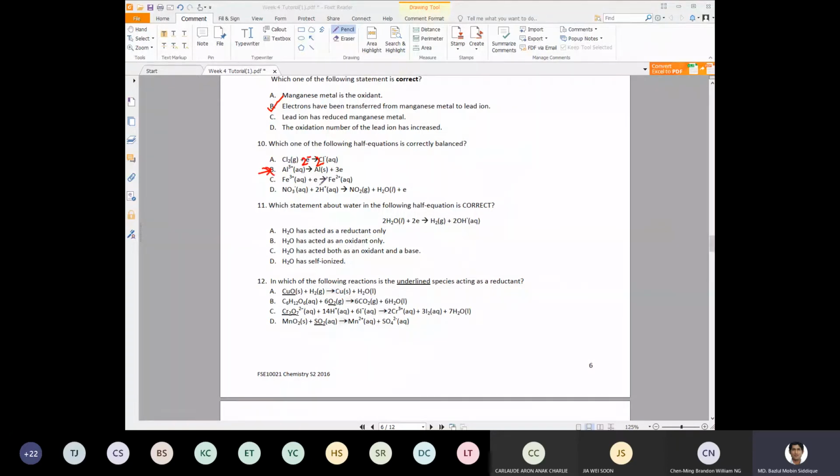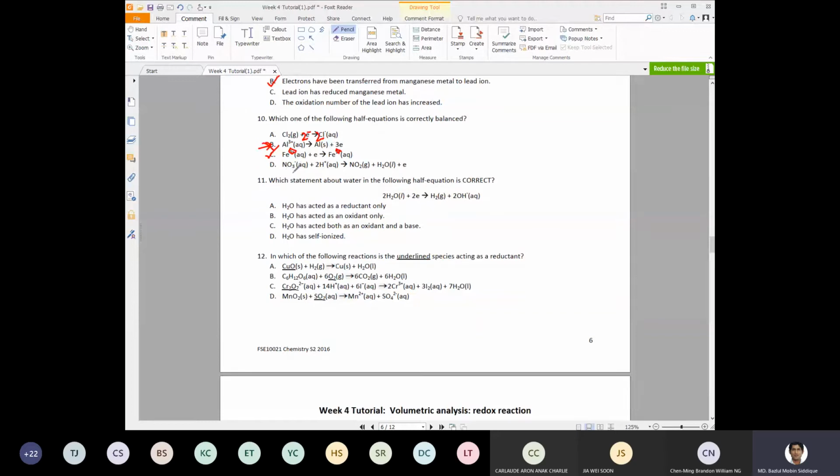Option number C, that is iron 3 plus becoming iron 2 plus, and it is true because from 3 it changes to 2, and to change to 2 it needs only 1 electron. That's it. So it is correct.